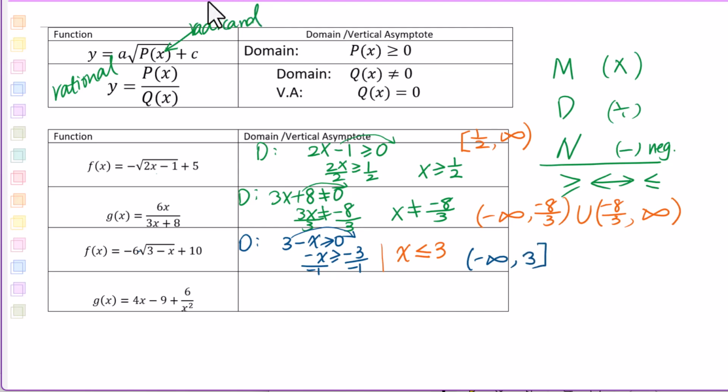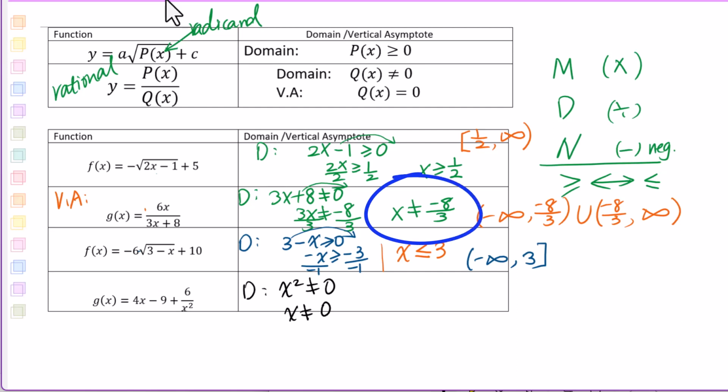Last question. This is a rational function. We will make the denominator not equal to 0, x not equal to 0. For a rational function, we have a vertical asymptote line. X not equal to negative 8/3 is the domain. Then the vertical asymptote line is x equals negative 8/3. The vertical asymptote line for the last question is x equals 0.